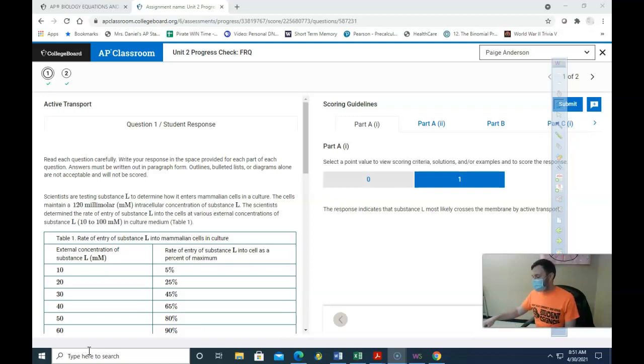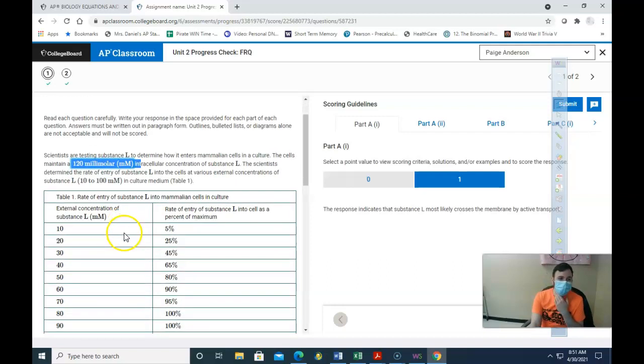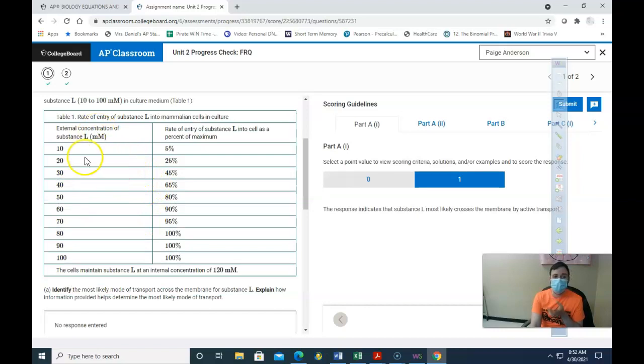All right, so we're looking at FRQ2. So there's cells. These cells like to maintain 120 millimolar of some substance L. Doesn't matter what it is. And then they put them in different concentrations of L, and they see how much is being transferred across. Like what percent is it moving?